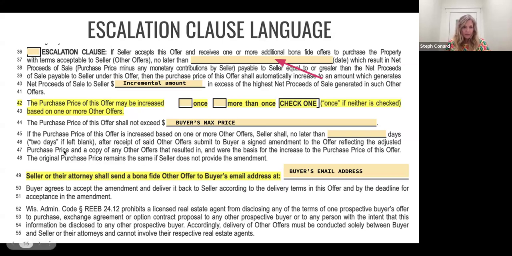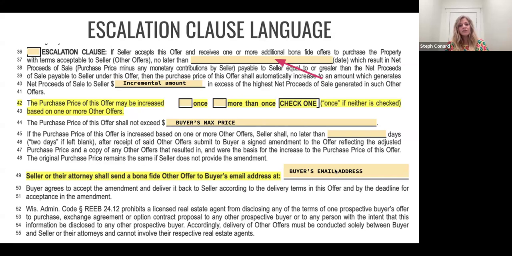If the purchase price, I'm on line 45 now, if the purchase price of this offer is increased based on one or more other offers, the seller shall no later than blank days, and it defaults to 2, after receipt of the said other offers, submit to buyer a signed amendment to the offer reflecting the adjusted purchase price and a copy of any other offers that resulted in and were the basis for the increase of the purchase price of this offer. The original purchase price remains the same if the seller does not provide the amendment. The seller or their attorney shall send the other offer to the buyer's email address at, and then we're going to put the buyer's email address right there.